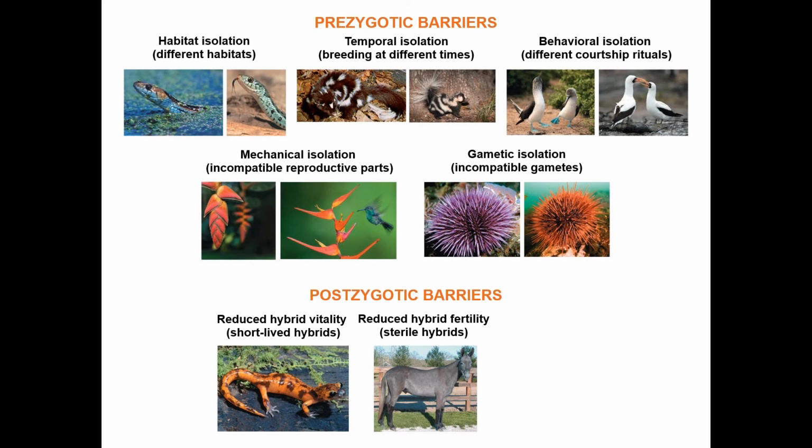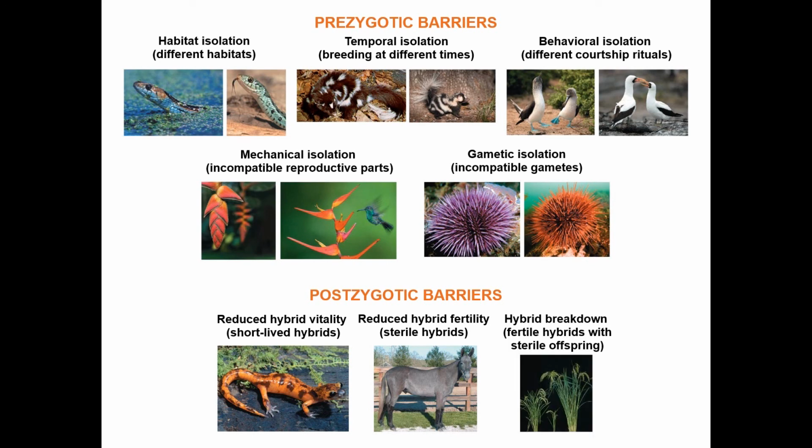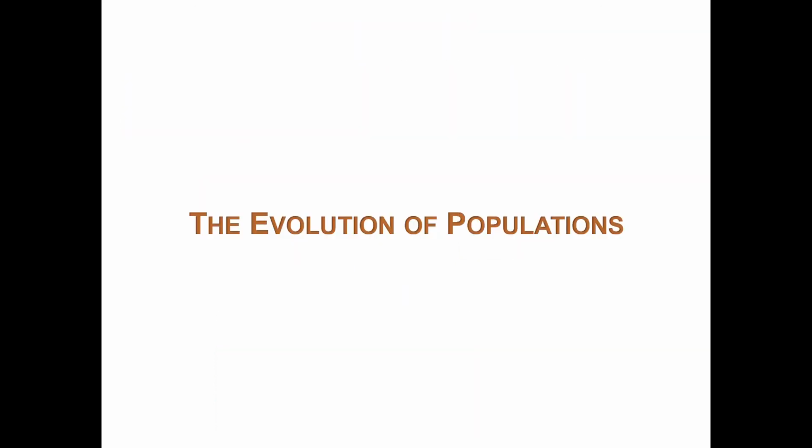The other option is that you could have hybrid breakdown. This happens when fertile offspring are created, but those fertile offspring are unable to have fertile offspring of their own. And this is pretty common for plants. Now we've talked about what a species is, or rather how difficult it is for species to be defined, and some of the things that keep species separate. So now we're going to spend some time talking about the evolution of populations.